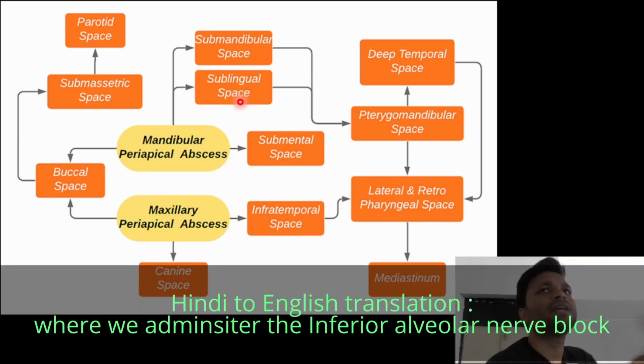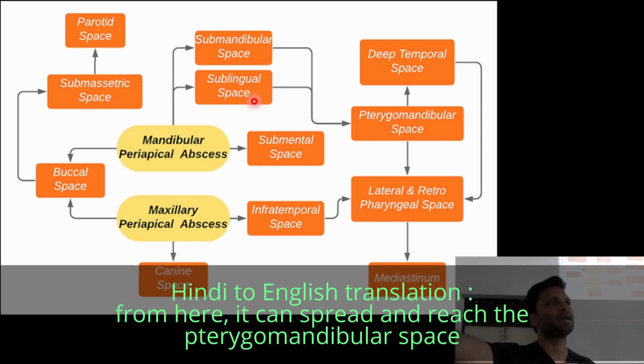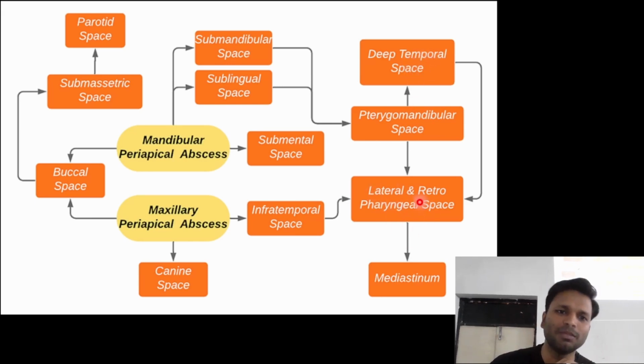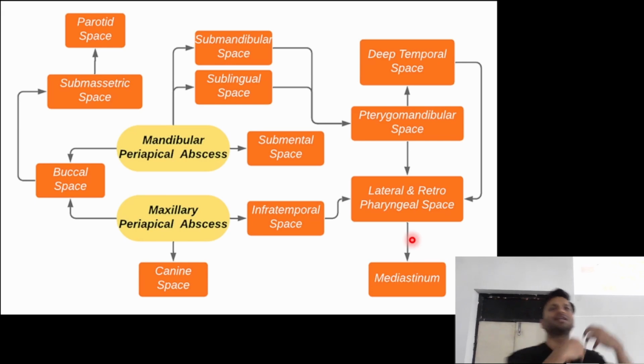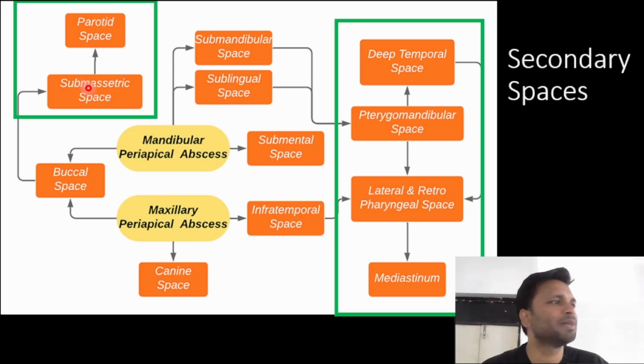Okay, where we give the inferior alveolar nerve block. Okay, it is just posterior to the sublingual and submandibular spaces. So from here the spread can reach the pterygomandibular space, and from there the spread can go to the lateral and retropharyngeal space or to the deep temporal space. And finally, from the pharyngeal spaces, it can spread to the mediastinum, and then it can reach the heart. So these were the secondary spaces: parotid space, submasseteric space, deep temporal, pterygomandibular space, lateral and retropharyngeal, and mediastinum.